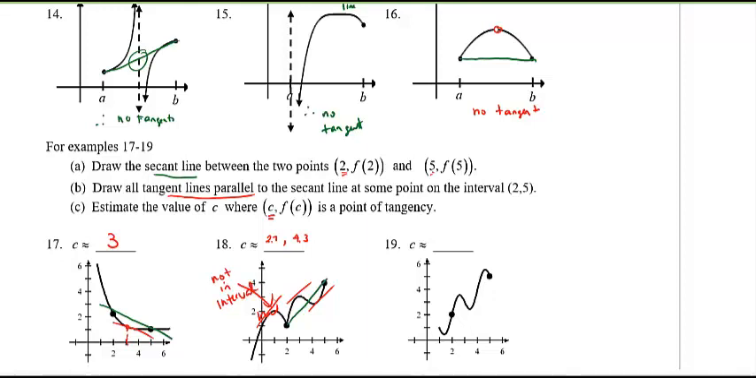Okay, 19. Secant line. Oh, sorry, tangent line. See, I'm getting tired. I'm really tired. Tangent lines. Yes, yes, yes. No, don't put that one there. Approximately 2.5, 3.5, and 4.5.